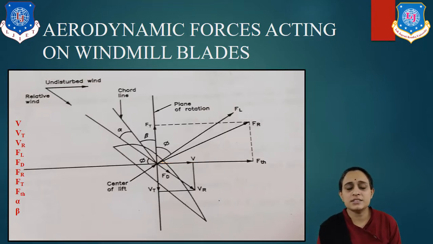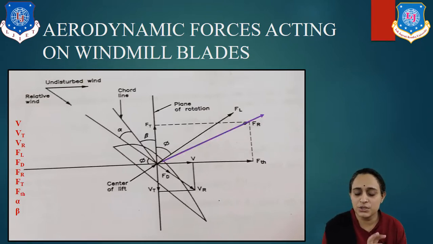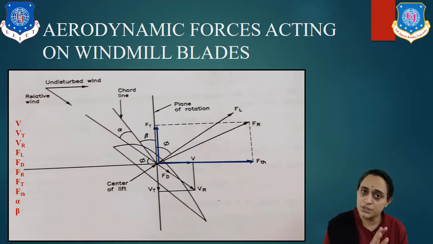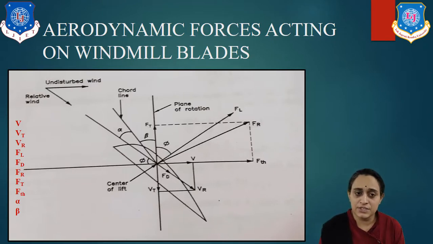Now here let us see the lift force Fl. It is represented with a different color, along with the drag force Fd and Fr. So what is the resultant force? The resultant force Fr is the combination, or the final resultant, of lift force Fl and drag force Fd. Now if we want to resolve this Fr into two different forces, one will generate the Ft, which is responsible for the tangential force.